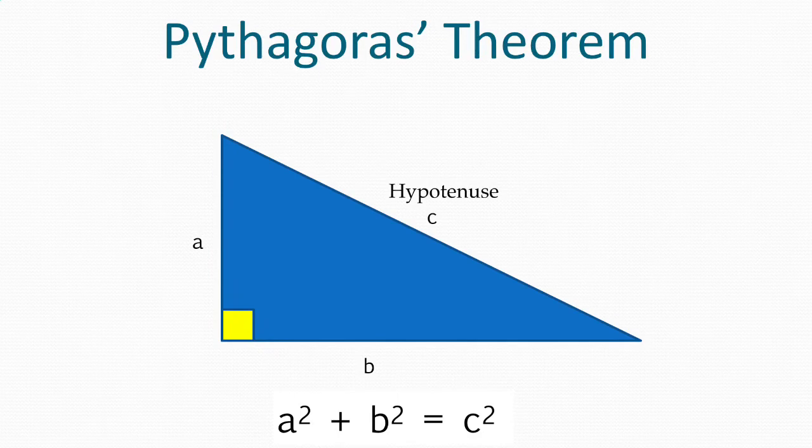You should be familiar with Pythagoras' theorem already from your maths lessons. A squared plus b squared equals c squared. And we can use this to work out resultant vectors from two vectors working at right angles.